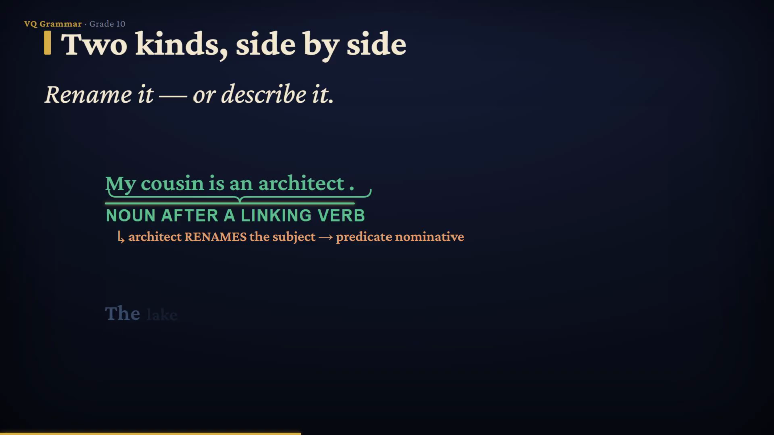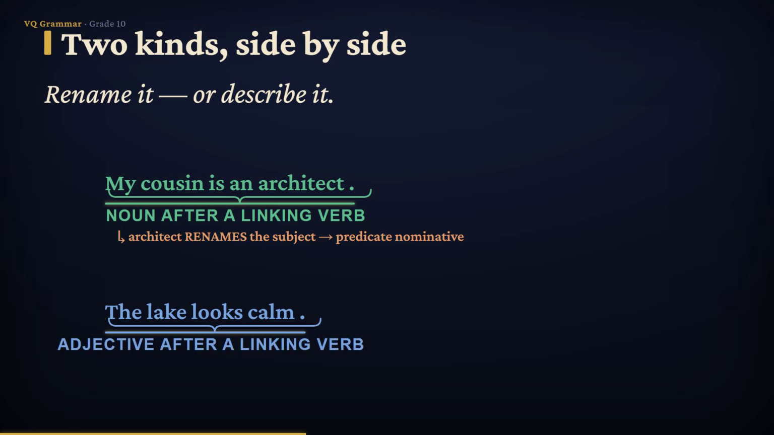Now the second. The lake looks calm. Looks is linking here. The lake isn't looking at anything, it's just being described. On the far side sits calm, which is an adjective. It doesn't rename the lake, it describes it. So calm is a predicate adjective. Noun or pronoun means nominative. Adjective means adjective. That's the whole difference between them.